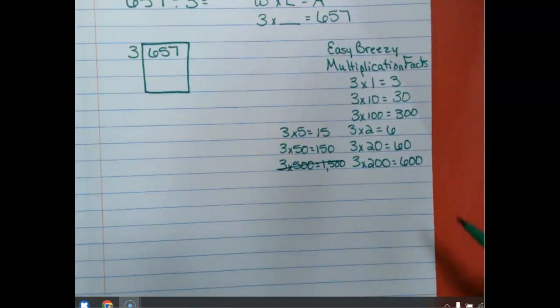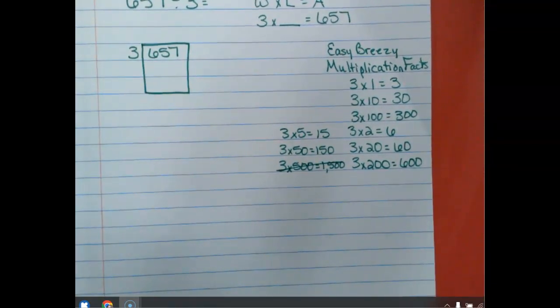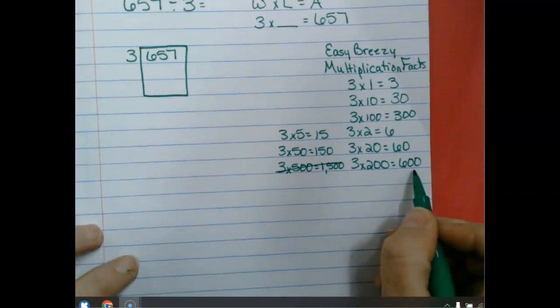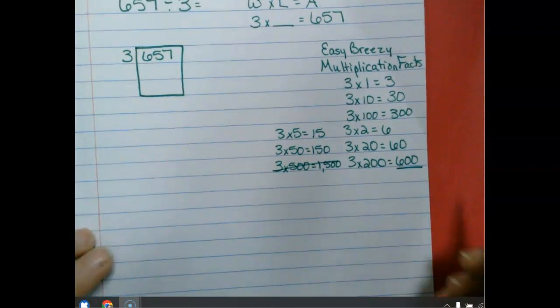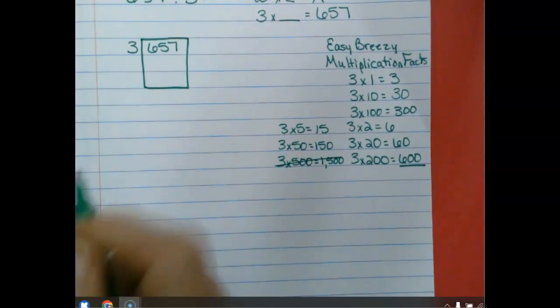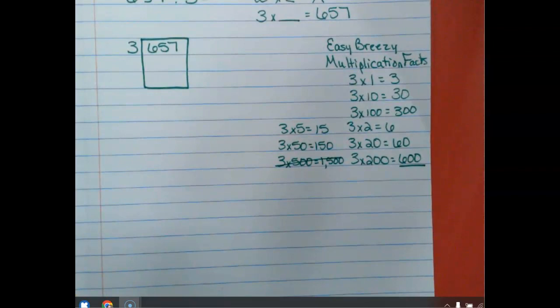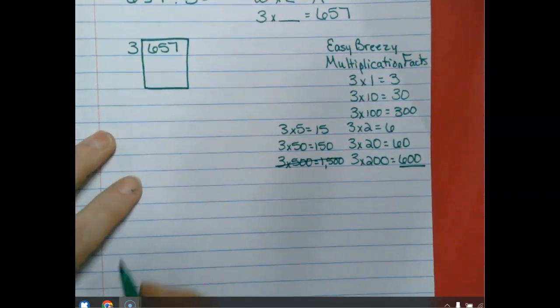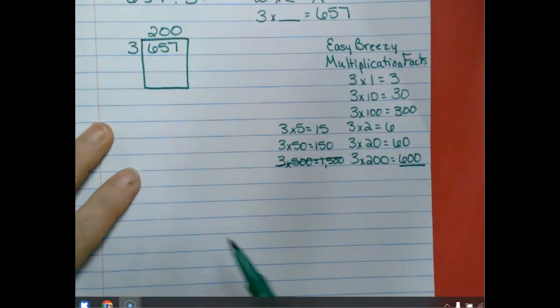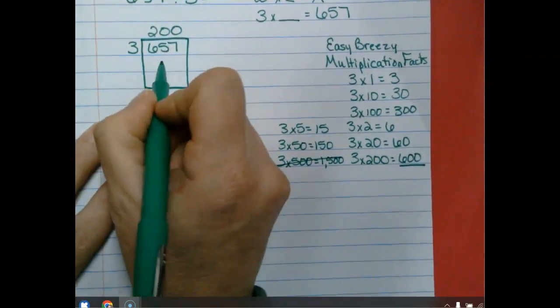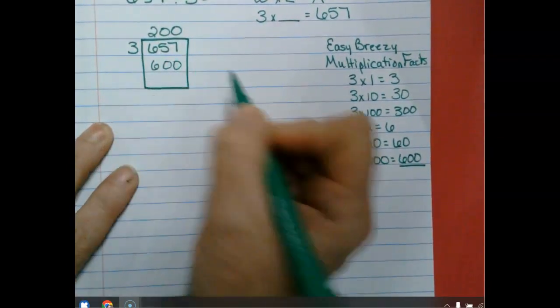All right, so I want to look at some of these easy breezy facts and I want to see if any of them can get me close to 657. Well, ding, ding, ding, ding, ding. I saw here that 3 times 200 is 600. That is really close to 657. So I'm going to use that one. So up here, I'm going to put 200 as my length. And in order to find my area, I'm going to multiply 200 times 3, and that's going to equal 600.